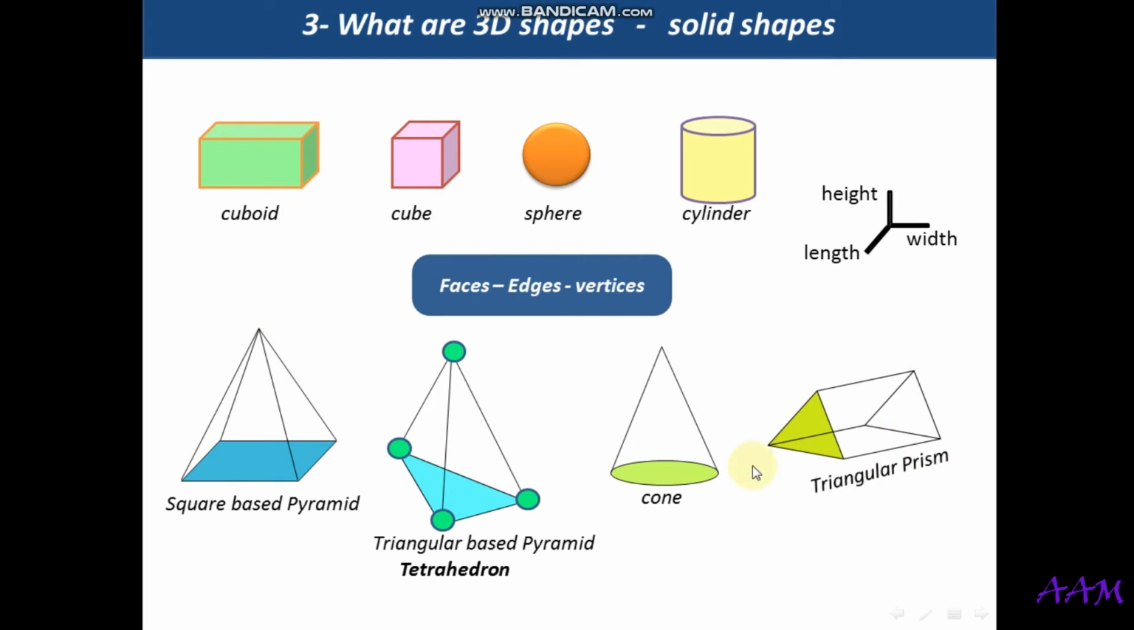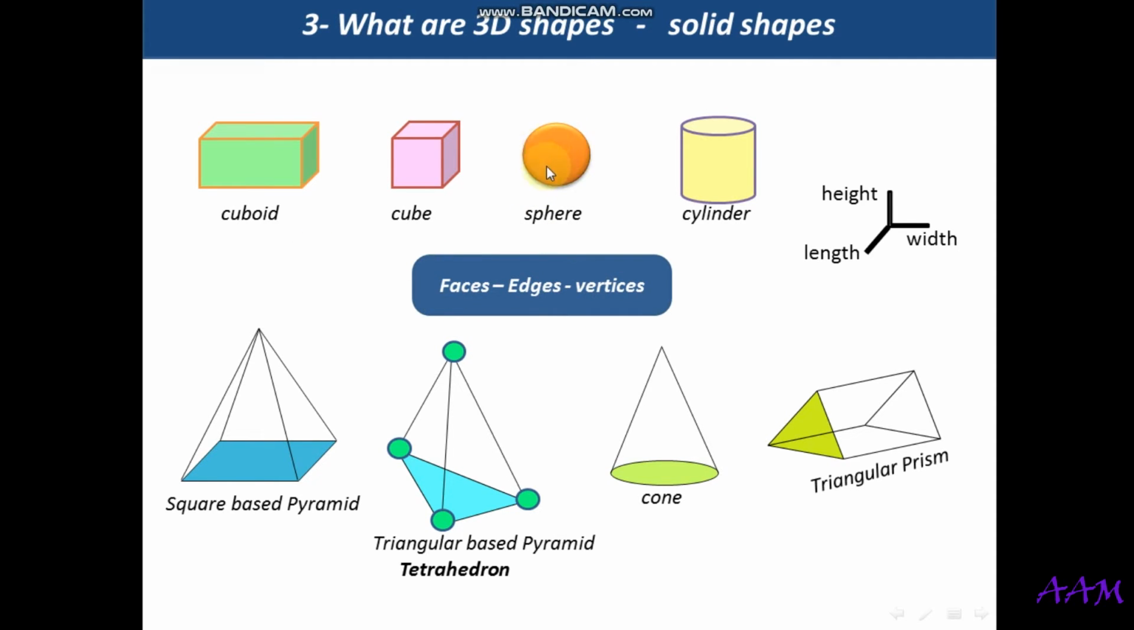These are the shapes which are important, and how I distinguish between them in the question. I give you a question, how do I know which one is which? You use three arguments: faces, edges, and vertices. What are these things? Faces.